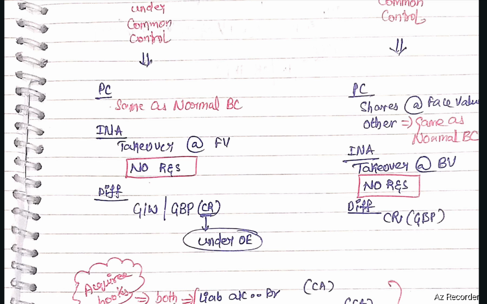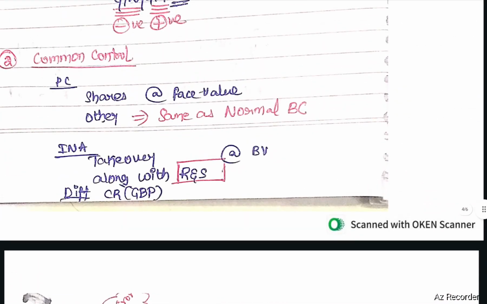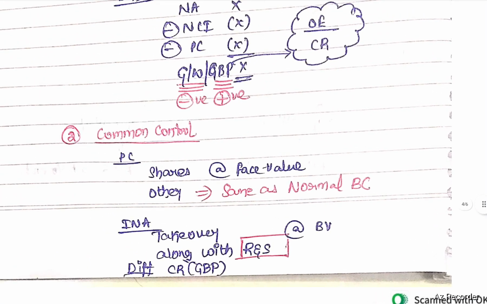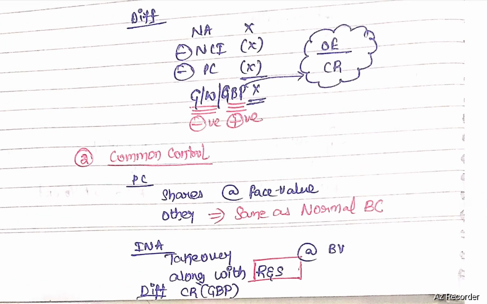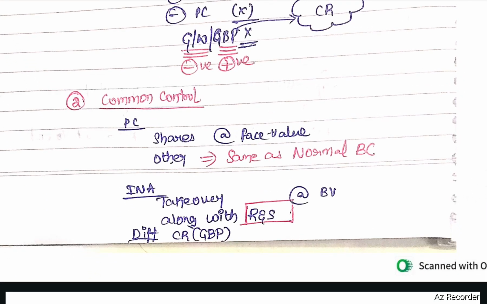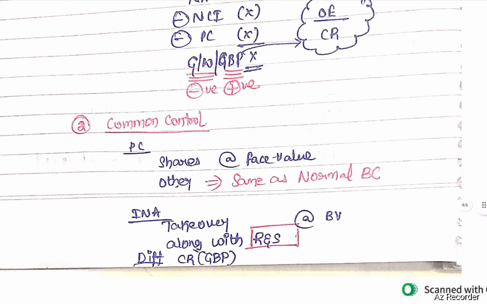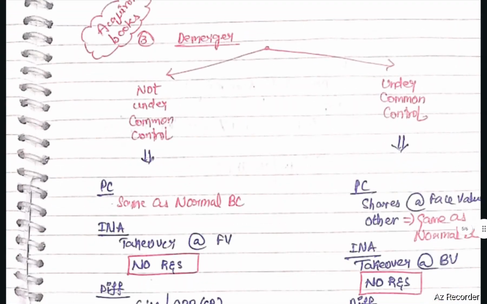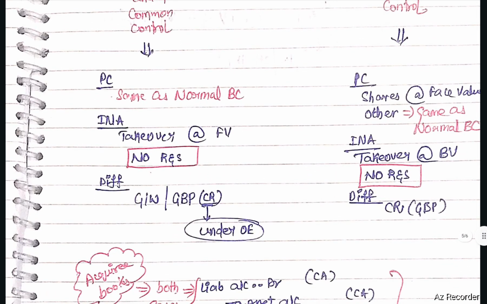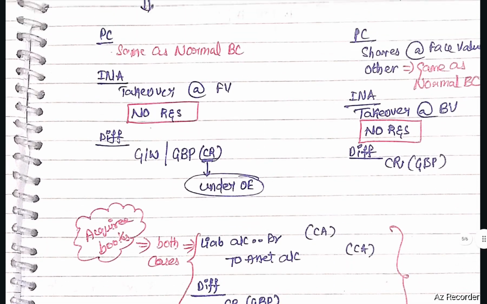or gain from bargain purchase. So in case of common control, generally there will not be any goodwill. So in this case also, the difference will be capital reserve or gain from bargain purchase. There is no goodwill. Here also under common control, there will be no goodwill. This is in the books of acquirer.